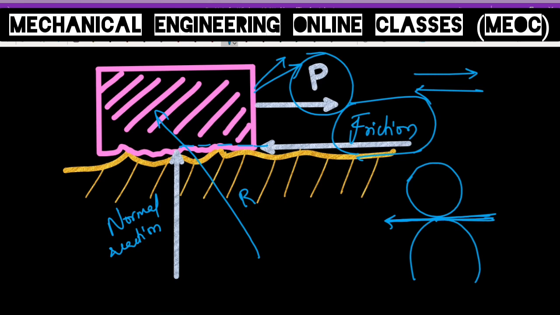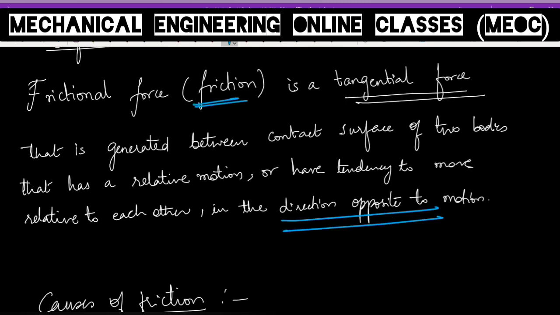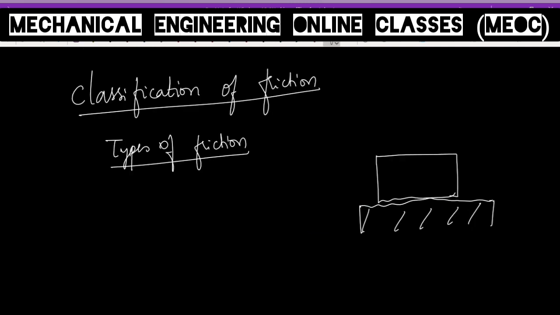So friction is therefore by definition a tangential force that is generated between the contact surface of two bodies that are in relative motion to each other, or even if one body has got a tendency to move relative to another one, that time also a resistance is generated that we call friction, and that will be always in the direction opposite to motion. So let us see different types of friction.